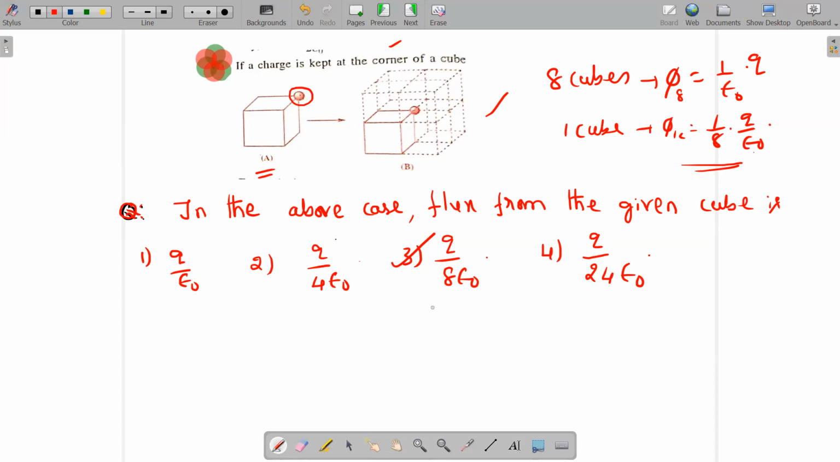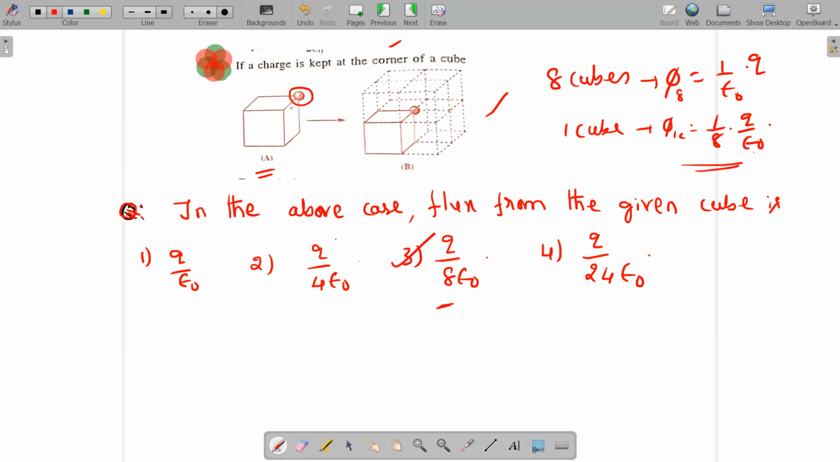You should know how many phases are contributing this flux. Flux through one cube is q by 8 epsilon naught. In this one cube, how many phases are contributing this flux? To understand that, you have to carefully follow here. How many phases are linking with this charge? You have to understand first.